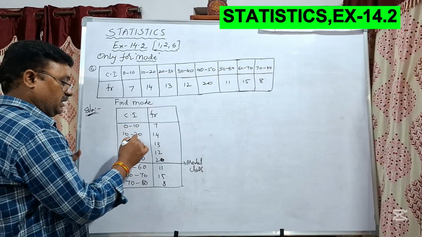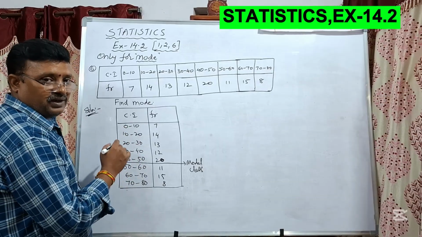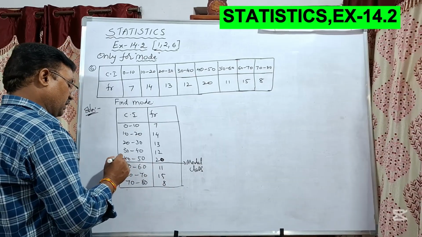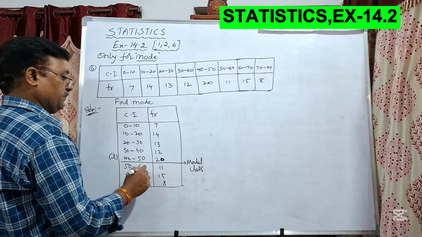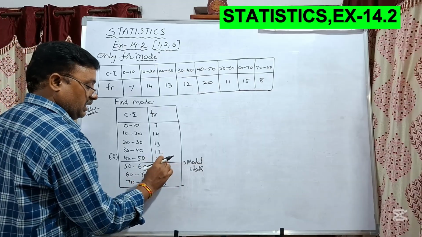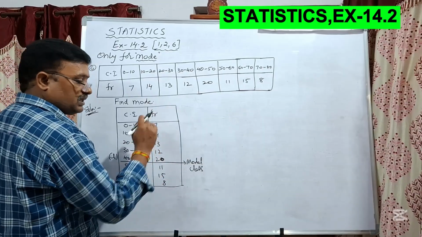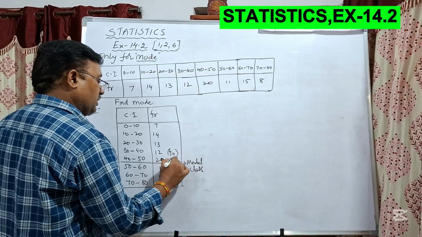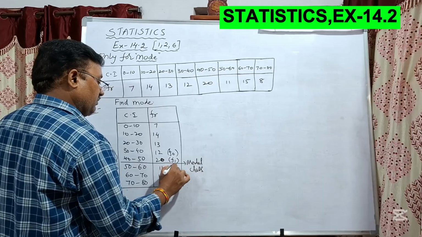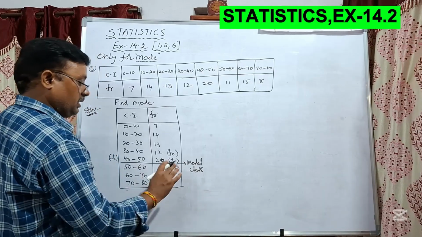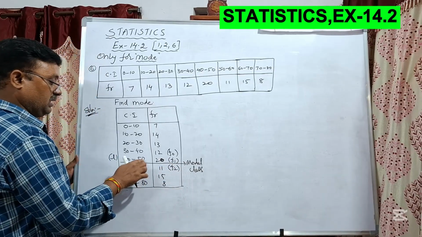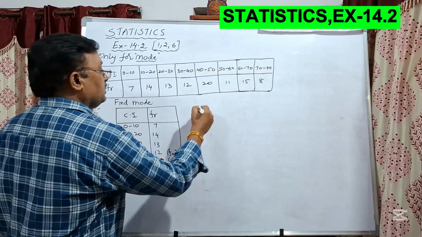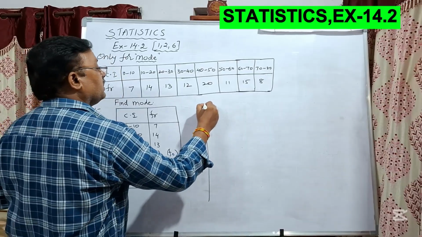Since by writing the class intervals we identified it is continuous form, therefore for this modal class, 40 will become the lower boundary L. Since it is the modal class, its previous class frequency 12 is f0, 20 will become f1, 11 will become f2. And h is the difference of the upper boundary and lower boundary. Okay, you write all of them.